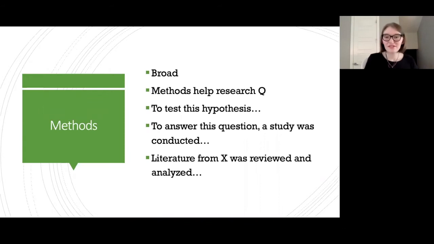So in methods, you want to give a broad overview of what you did in your research, but you also want to be specific enough that people understand what you did. The methods tag team with the research question. It's a very natural partner. So it should be something like, "To answer the research question, we conducted this experiment and XYZ happened."